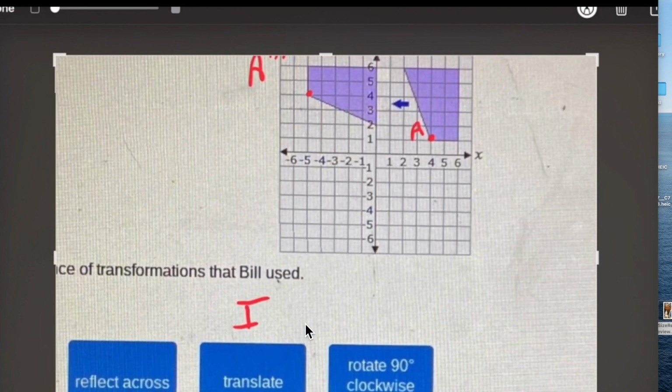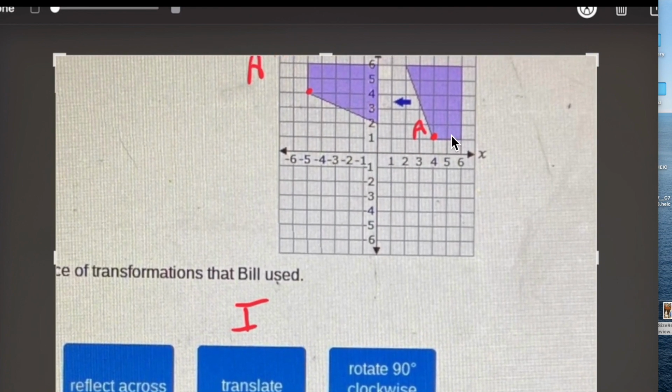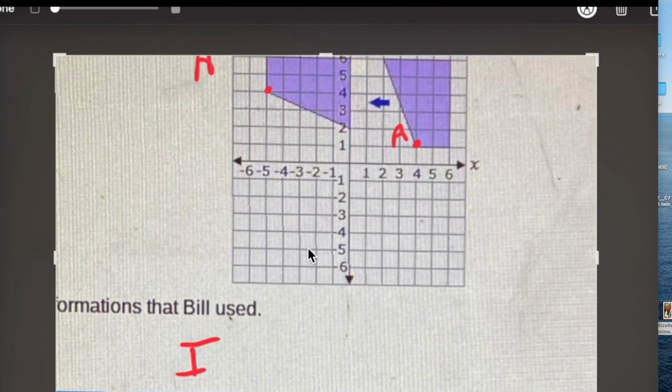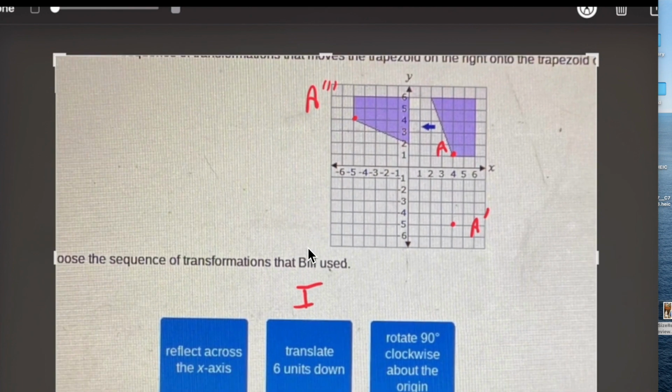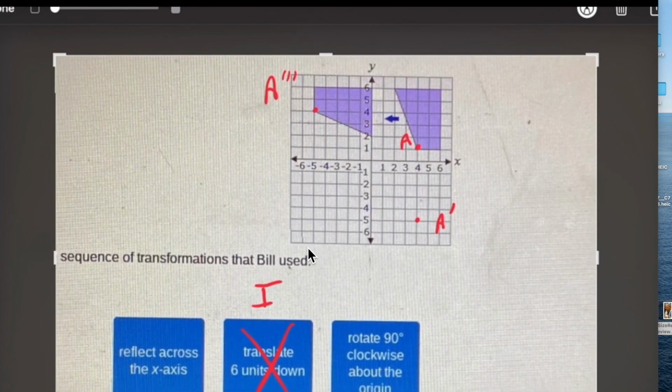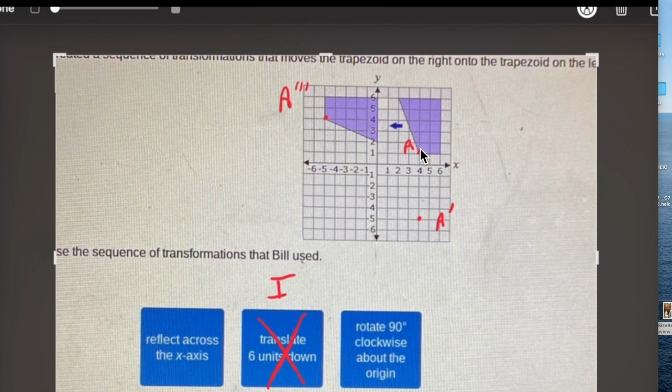If we're going to translate 6 units down, and again, all we need to do is focus on one point. We can ignore the rest of the trapezoid. So if I'm going to come 6 units down, we're currently at 4, 1. If we go 6 units down, we're going to be at 4, negative 5. That's going to be our A prime. So we can cross this one out. Our next choices are to reflect it across the x-axis. That would put us back up here.